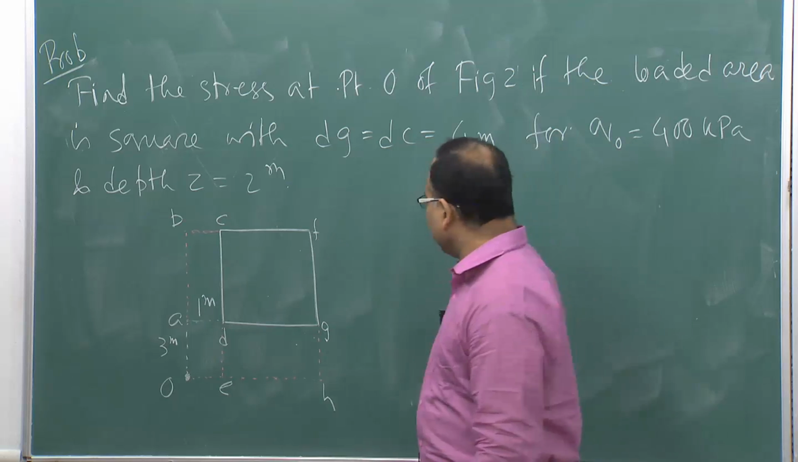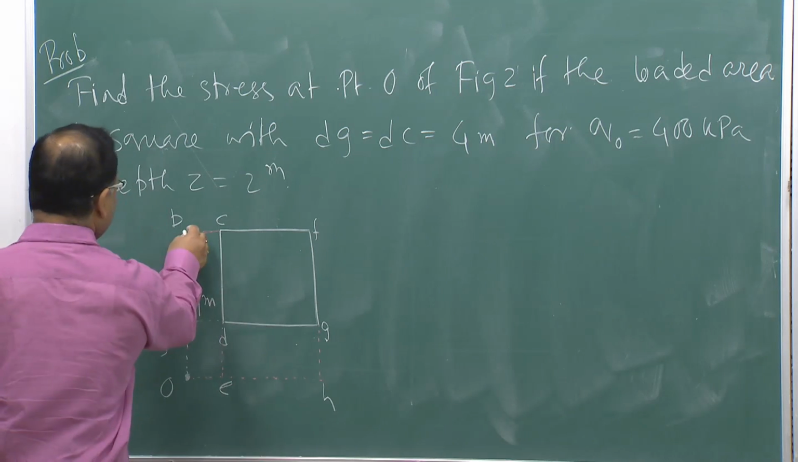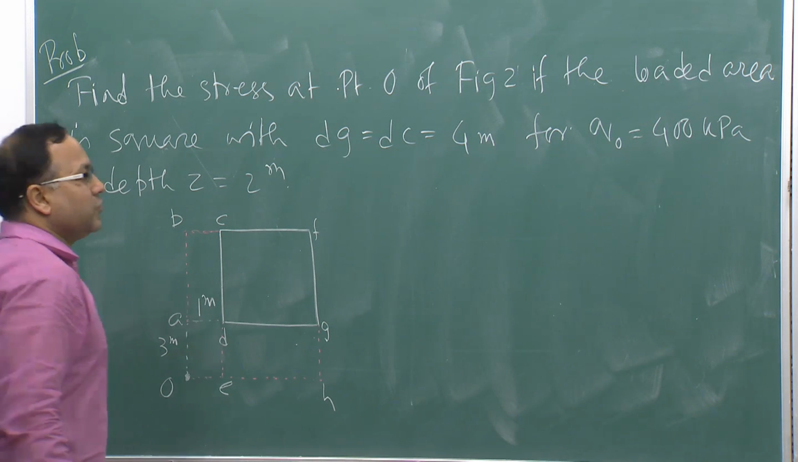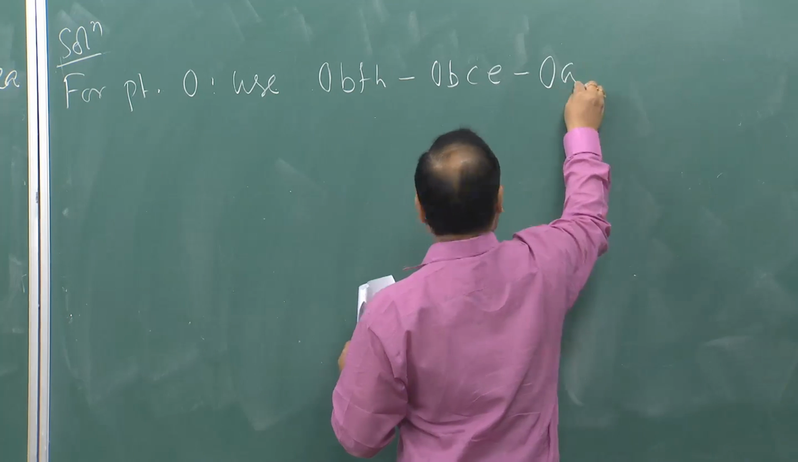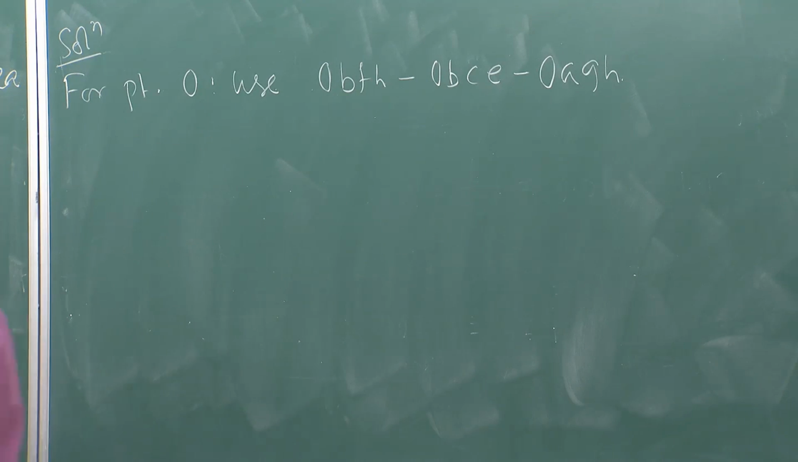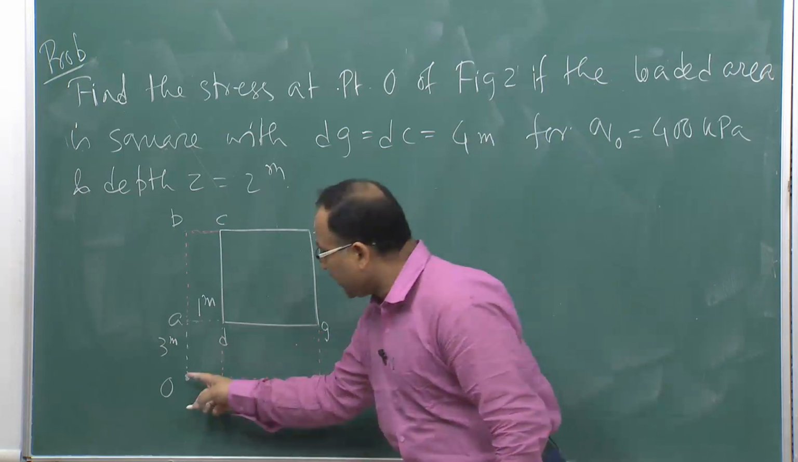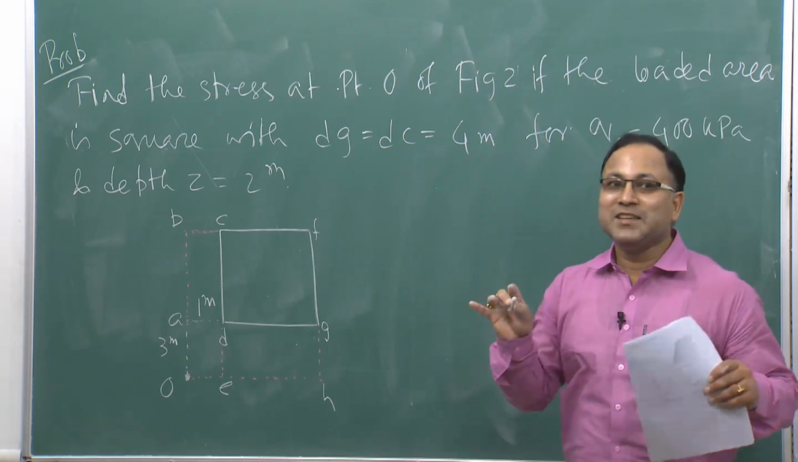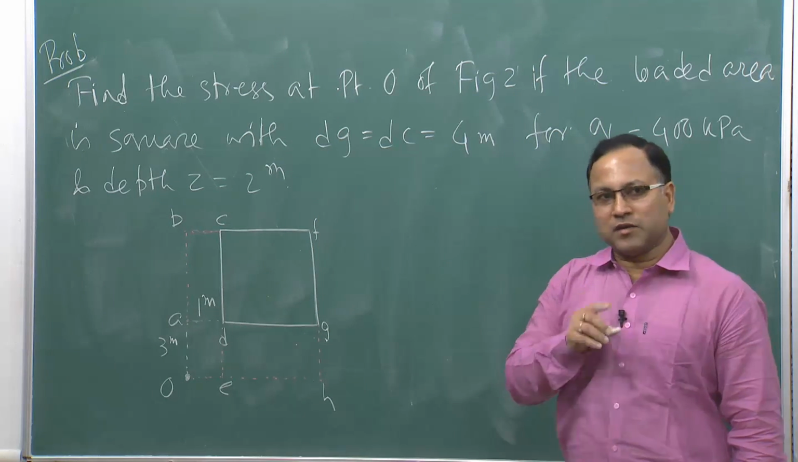So what I am doing? I am deducting OBCE, fine. So minus OBCE, minus OAGH. But whatever we are considering, all the times O is coming as the corner. Please try to understand, please try to see the beauty of this problem. So O is always coming as the corner.